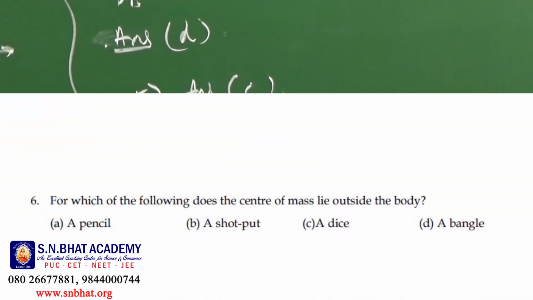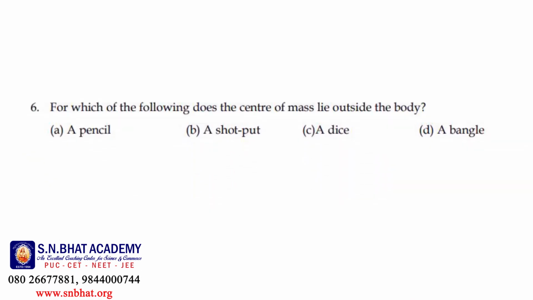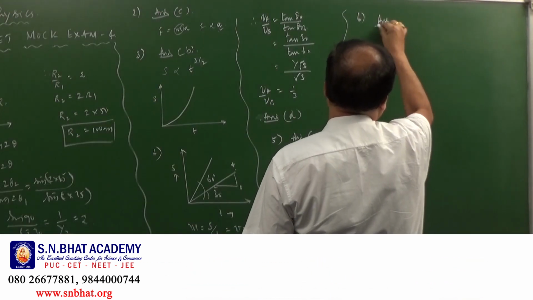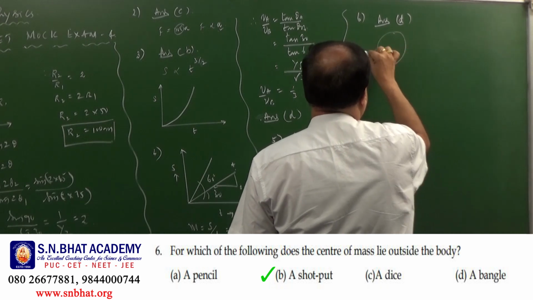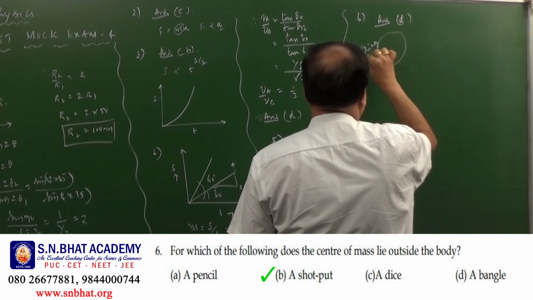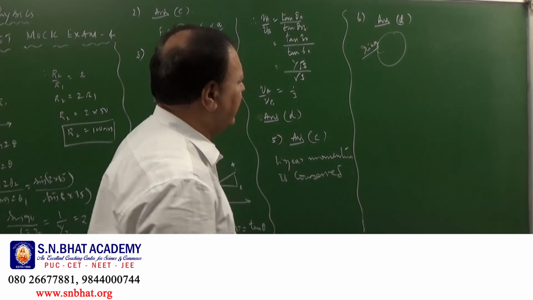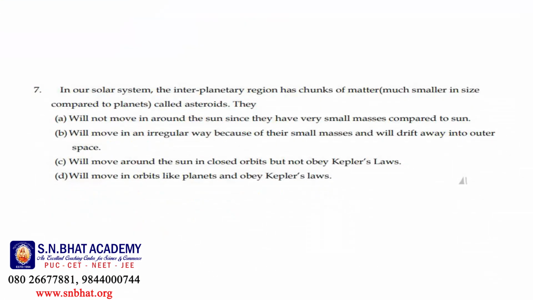Okay, next is question number 6. For which of the following does the center of mass lie outside the body? For this question, the answer is D. For the ring or a bangle, the center of mass always lies outside the body. Okay, next, question number 7.